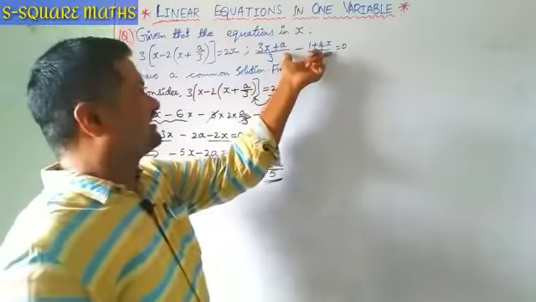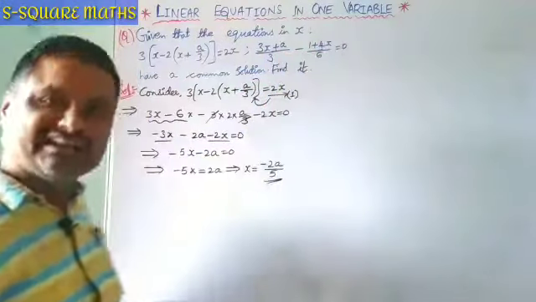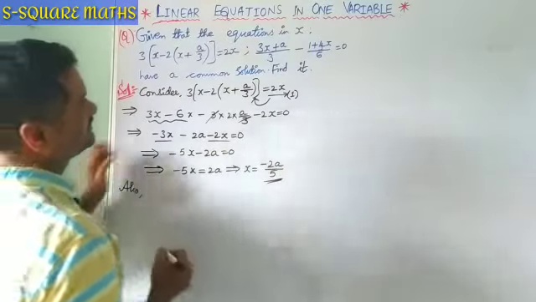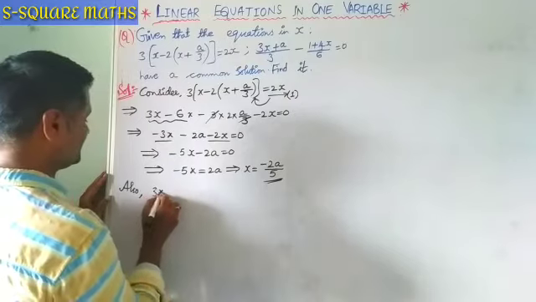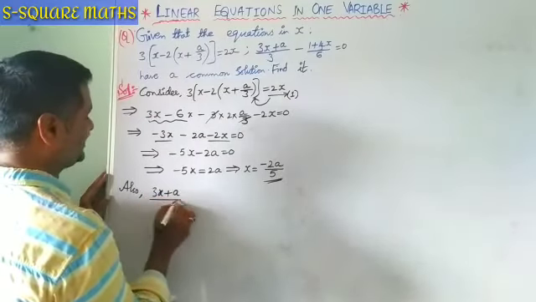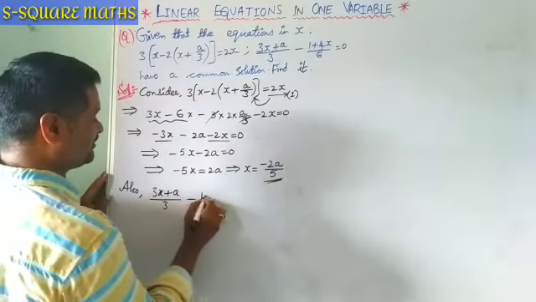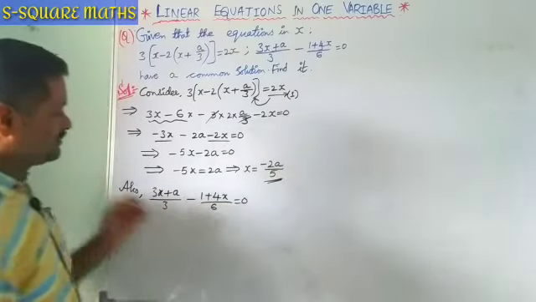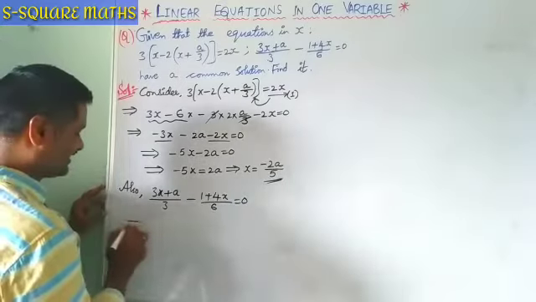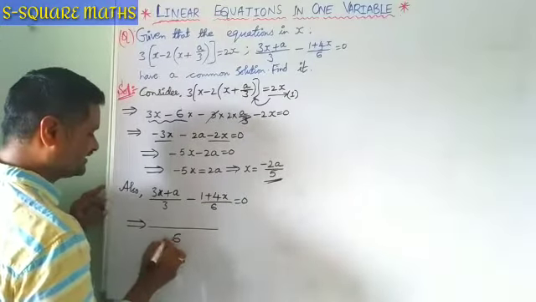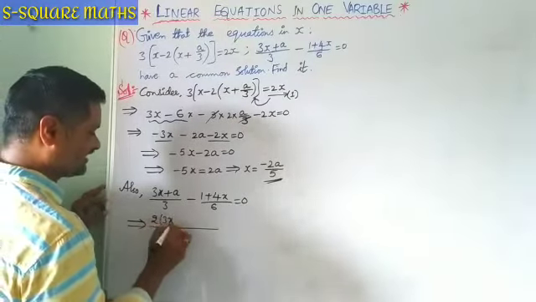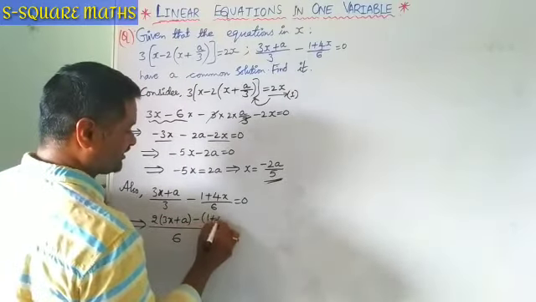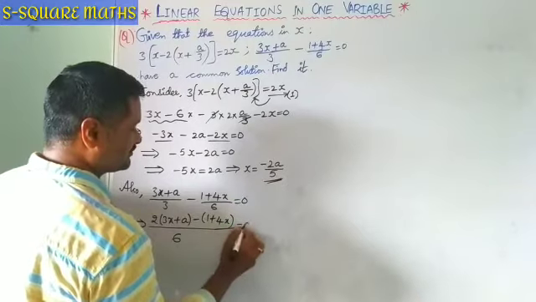Next, consider this equation and mark it as equation 2. Also now 3x plus a by 3 minus 1 plus 4x by 6 is equal to 0. So we have the two terms, taking the LCM, I can write it as, the LCM is 6. So 2 of 3x plus a minus of 1 plus 4x is equal to 0.